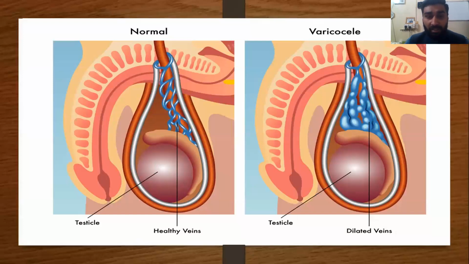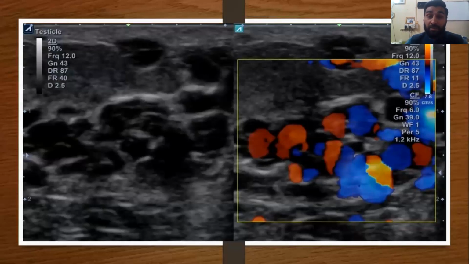There is a diagram that demonstrates the healthy veins in the testicle on the left, whereas on the right, you can see the testicle and the dilated veins in the pampiniform plexus. They're very obvious and prominent. And if you look on ultrasound, both on grayscale and color Doppler, you will see multiple dilated, tortuous, serpiginous veins of more than 3 mm. When you put on color Doppler, you can see color flow through these veins.